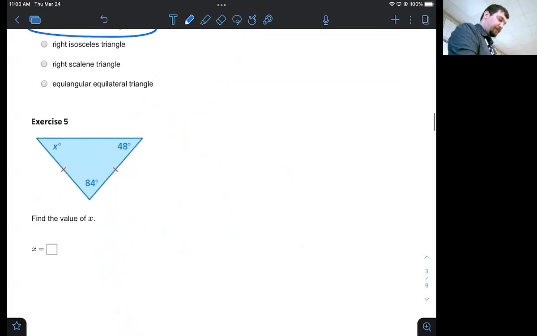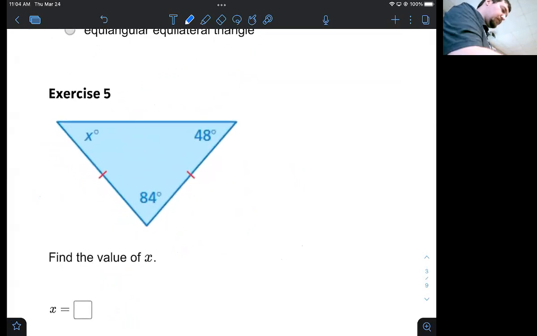Number 5. Number 5, we know that we have two equal or two congruent sides. So for once, we can actually say that this triangle is not going to be scalene. If it has two congruent sides, it's going to be what, Jude? Isosceles. Now, if we have two congruent sides, that means two congruent angles. So angle X is either 48 or 84. Which one do you think it is?